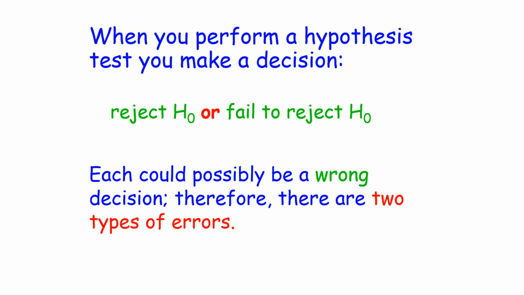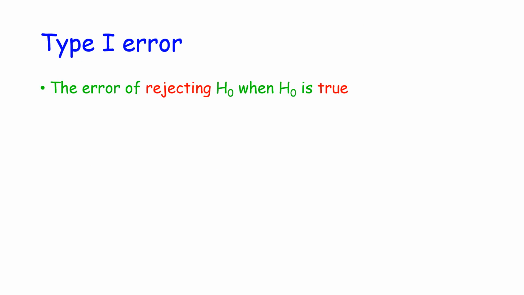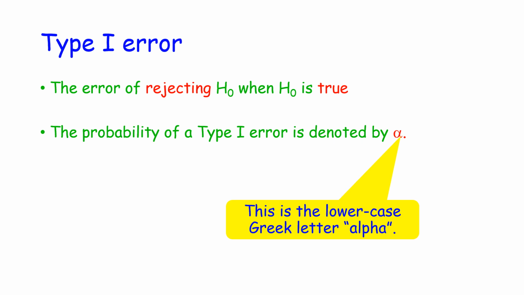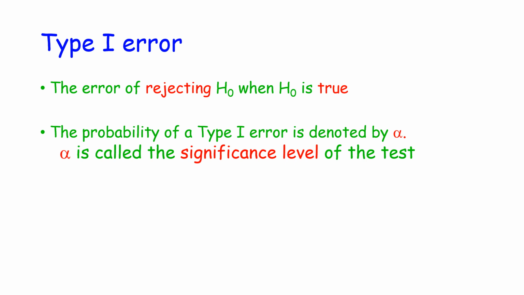Each could possibly be a wrong decision. Therefore, there are two types of errors. A type 1 error is the error of rejecting the null hypothesis when the null hypothesis is true. So the probability of a type 1 error is denoted by the lowercase Greek letter alpha. And alpha is called the significance level of the test.